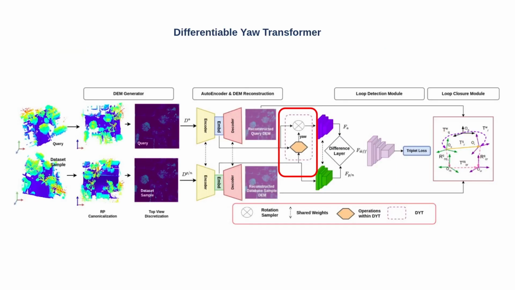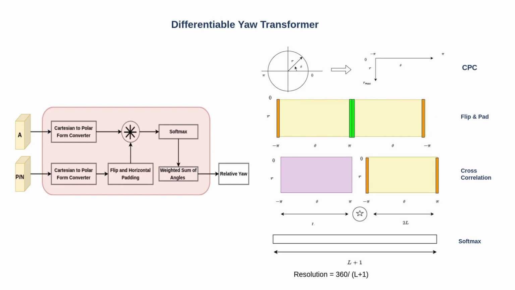We then have an autoencoder and a DEM reconstruction module which aims to train encoders to generate flexible embeddings that are then sent into a differentiable yaw transformer, one of the novelties of our paper. The differentiable yaw transformer is a module that performs a series of operations to help us estimate the most accurate yaw in between 2 given DEMs.